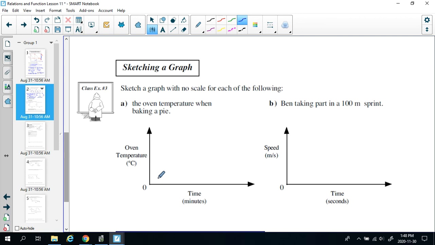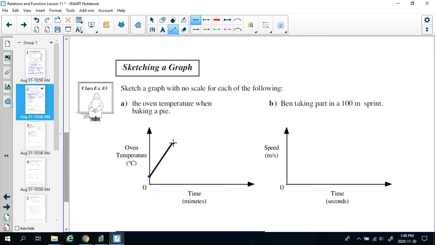Okay, so presumably if I'm baking a pie, I need to preheat the oven first. So the oven is not going to start at 0 degrees Celsius. It's very unlikely your house is going to be that cold. I suspect the oven would be at room temperature to start off with. So room temperature might be a temperature on the y-axis that's a little bit higher up. So maybe what I would do here is a line. The oven preheats to whatever temperature you're going to bake the pie at. So maybe it's 350 degrees or something like that.